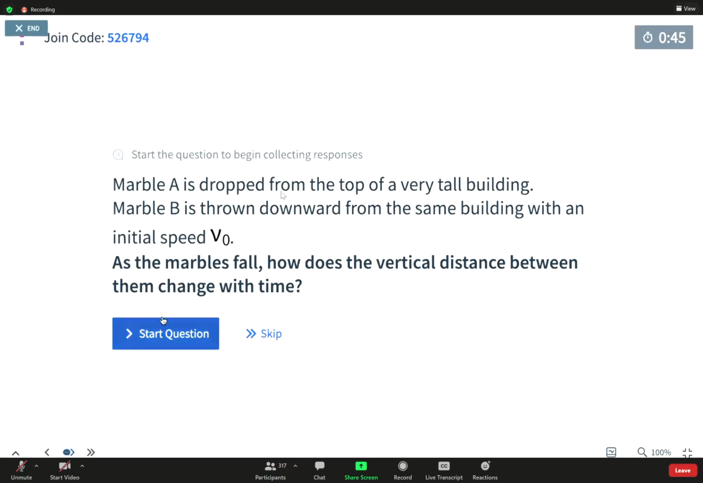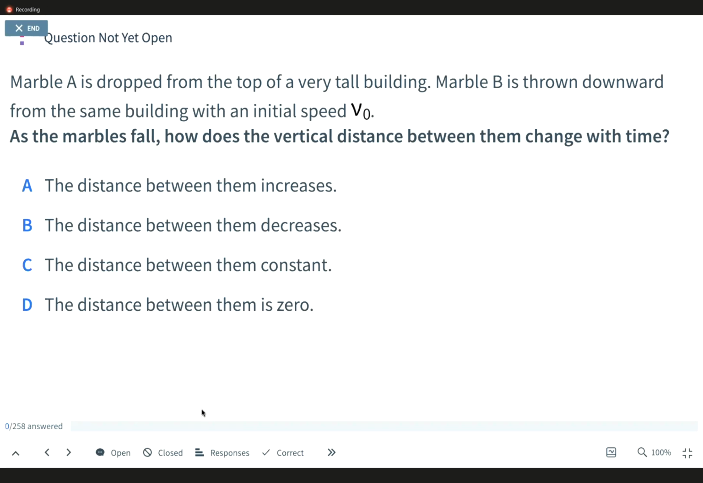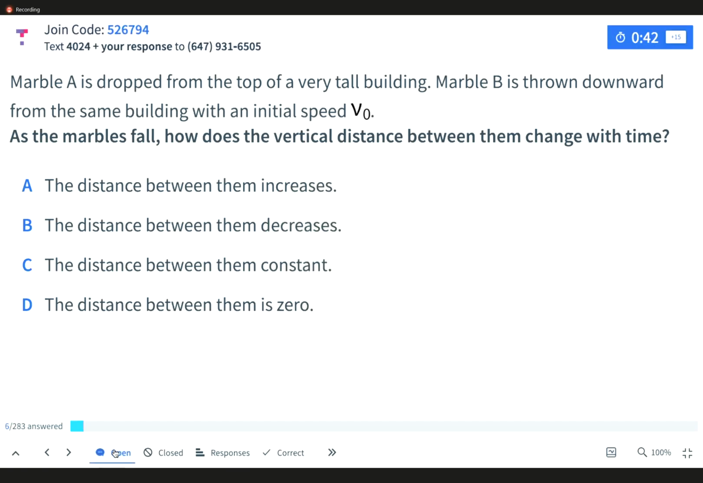So the question is, how does the vertical distance between the two marbles change with time? We have 4 options: it either increases, decreases, the distance is constant, or the distance is 0. Were they thrown down at the same time? Yes, they are. Are we assuming there's no air resistance? Always assume that.